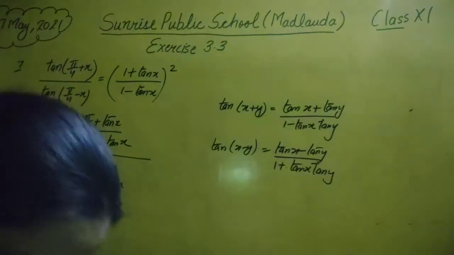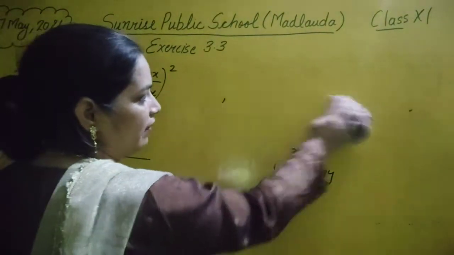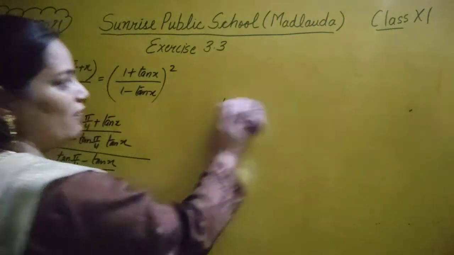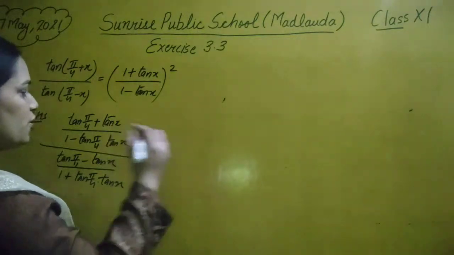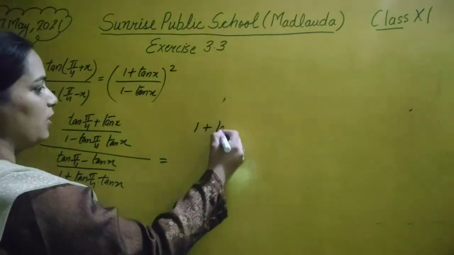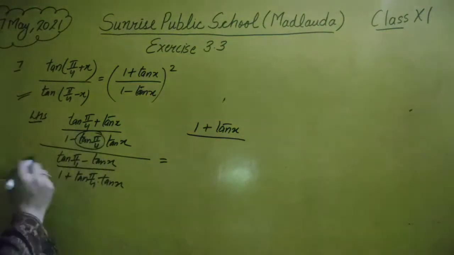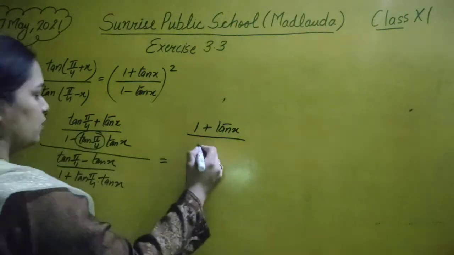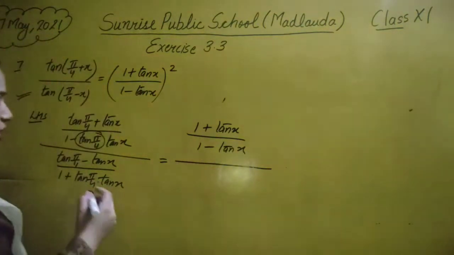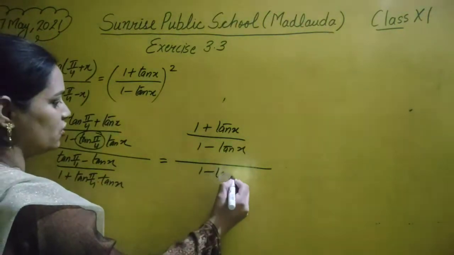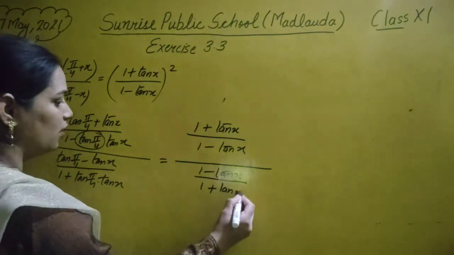Pi by 4 के place पे हम क्या write करेंगे? Because the meaning of pi by 4 is 45 degrees, and we know that the value of tangent 45 degrees is always 1. So according to that, it will become 1 plus tangent x divided by, same as, at the place of tangent pi by 4 we will put 1. So it will become 1 minus tangent x. In the denominator, 1 minus tangent x and 1 plus tangent x.